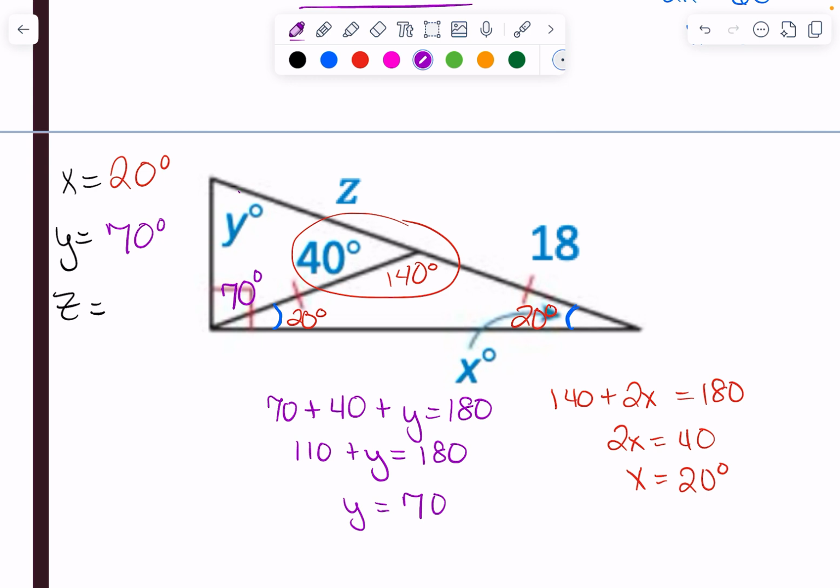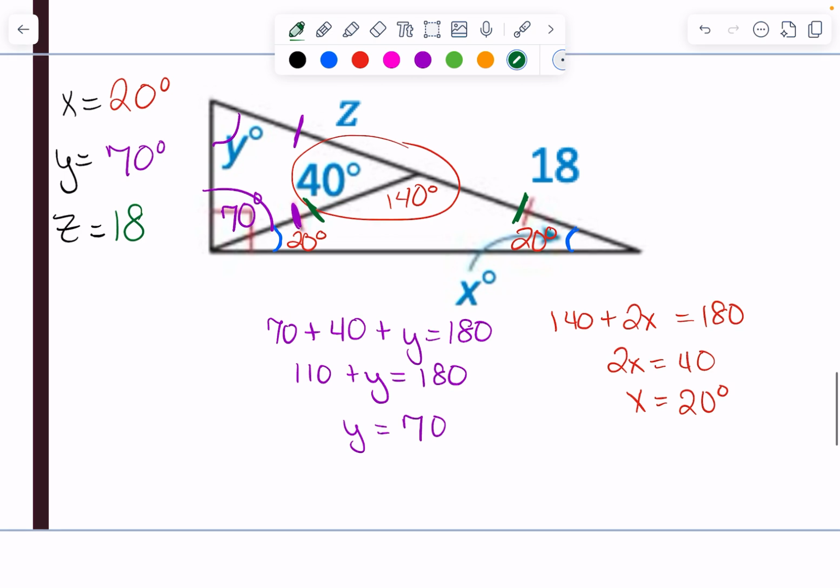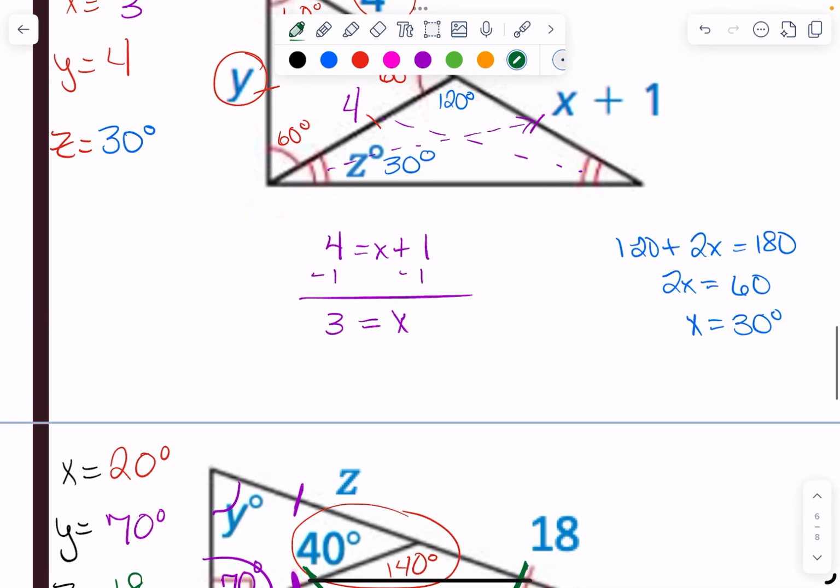Now, what does that mean for me? Well, those two angles are the same, which means those two sides are the same. If we look back, we also know that these two sides are the same. Since those two sides are the same and it's the same as z, then we know z has to be 18. And notice we worked all the way around using isosceles triangle properties and theorems and equilateral properties and theorems. Okay, and that's how we use those to start off with.